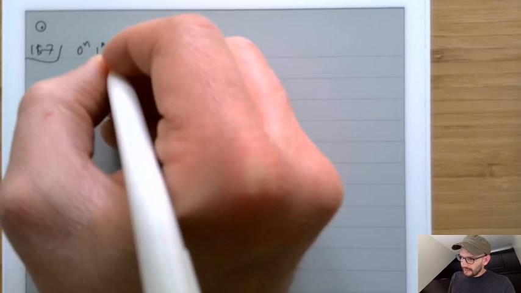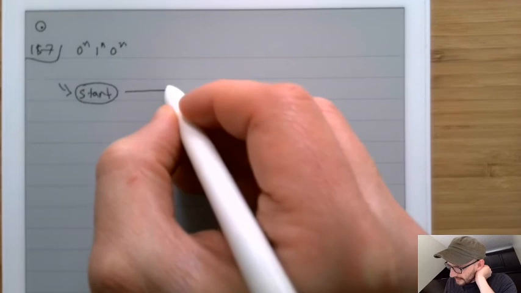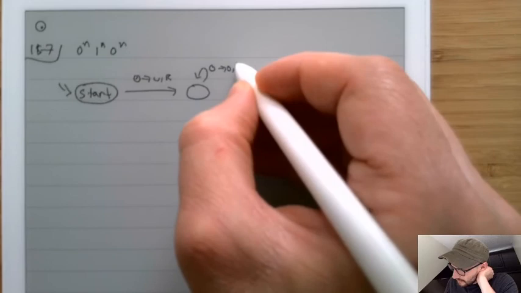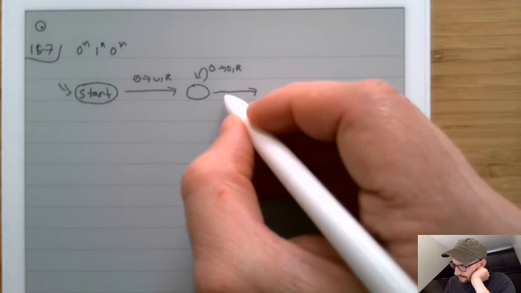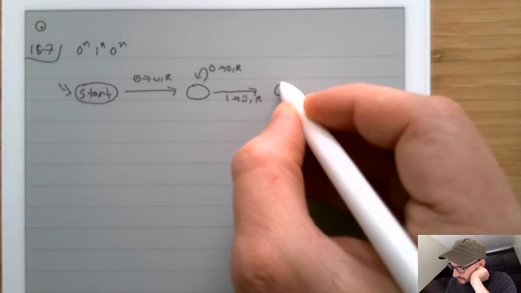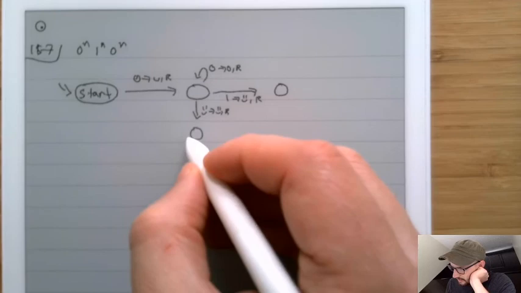Okay, so we're going to have our start state. All right, and what we'll do is if we see a 0, we'll replace it with a blank and move to the right. Then we'll skip over zeros and move to the right. Eventually, if we see a 1, we will replace it with a smiley face and move to the right, okay? Or if we see a smiley face, we'll replace it with a smiley face and move to the right. And then over here, we will loop.